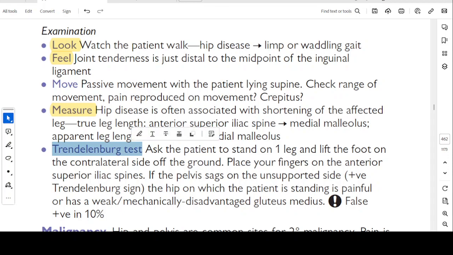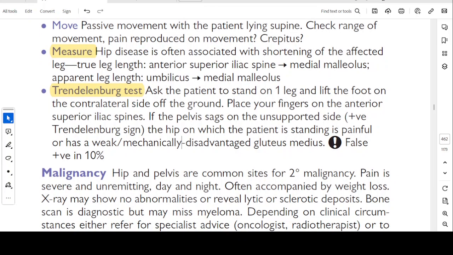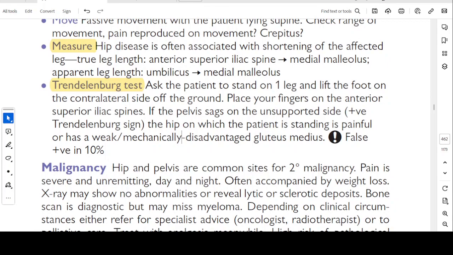Trendelenburg test. Ask the patient to stand on one leg and lift the foot of the contralateral side off the ground. Place your fingers on the anterior superior iliac spine. If the pelvis sags on the unsupported side, then it's a positive Trendelenburg sign. The hip on which the patient is standing is painful or has a weak or mechanically disadvantaged gluteus medius.